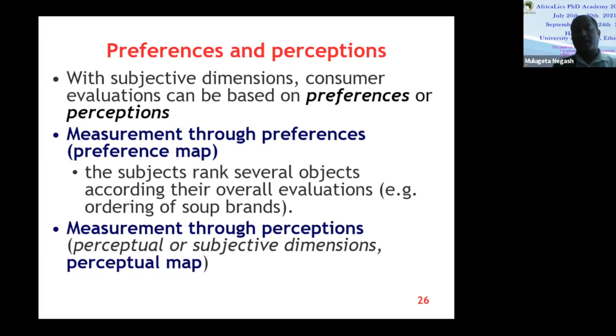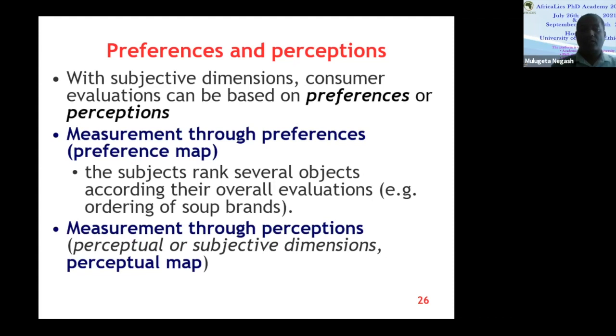Brand A against brand B, brand C against brand D, and also how happy customers are. That is perception: strongly happy, strongly unhappy. A measurement through preference is where the subject ranks several objects according to their overall evaluation, for example, ordering of soap brands. Measurement through perception is the perceptual or subjective dimension.